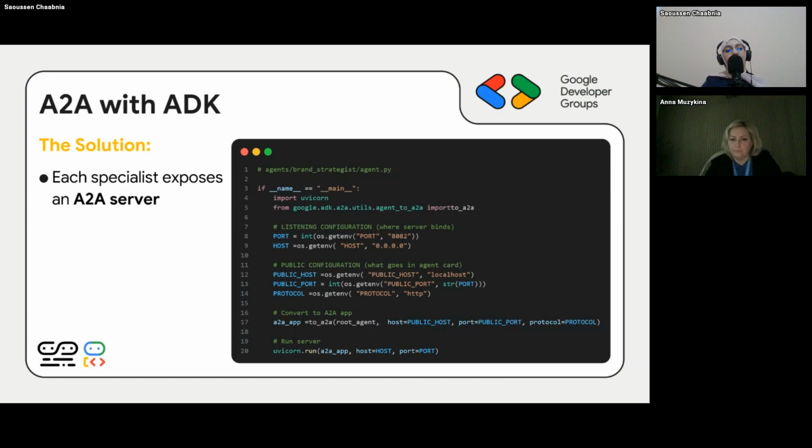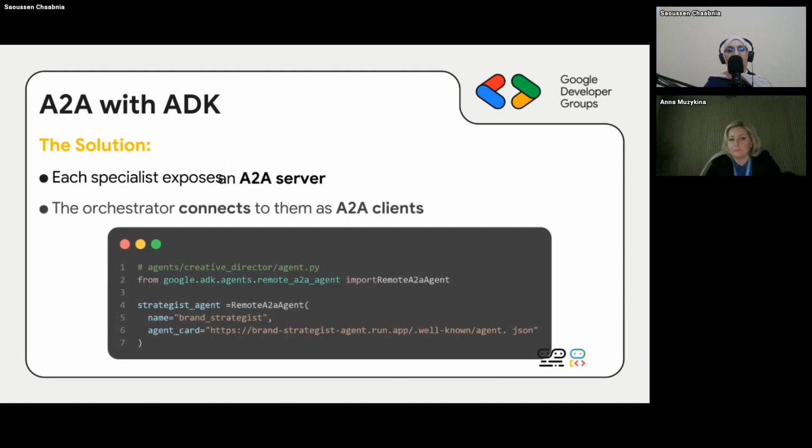Then, and this is the magic, with just one line of code using to_a2a, giving it the root agent, a host, and port and protocol, we can convert the ADK agent into an A2A compatible one. Using this utility function from ADK, it wraps your agent into an A2A server. It generates the agent card automatically. It sets up the JSON RPC endpoints and handles all the protocol details.